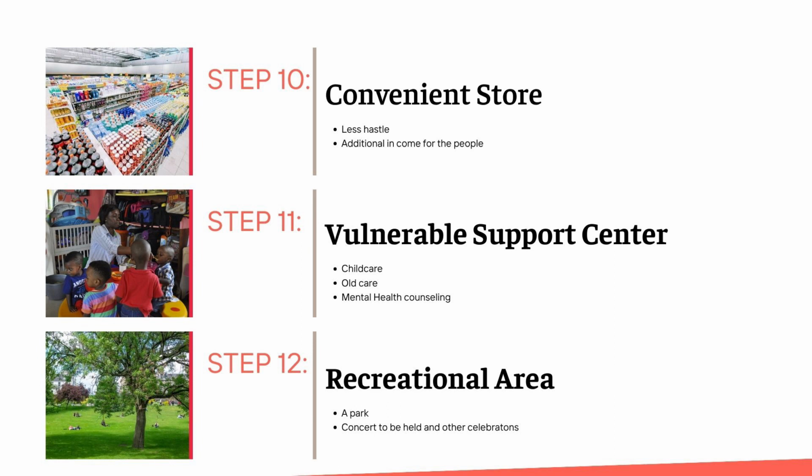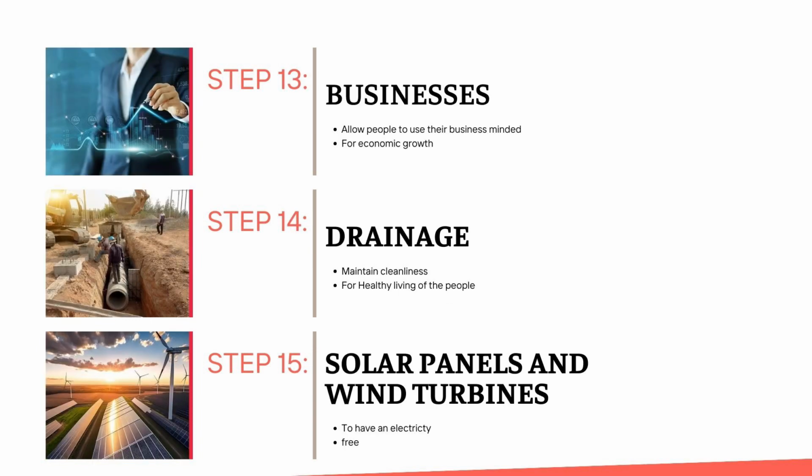Step number 12 is allocate an area for recreation for the people to have an open area to spend their time with their family and friends. Step number 13 is businesses. Allow people to use their business-mindedness and for economic growth also.